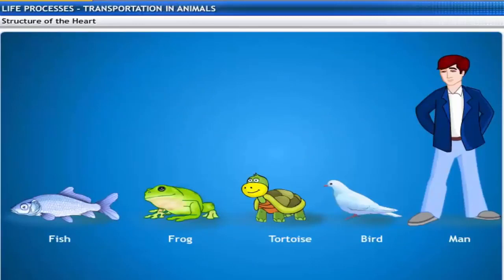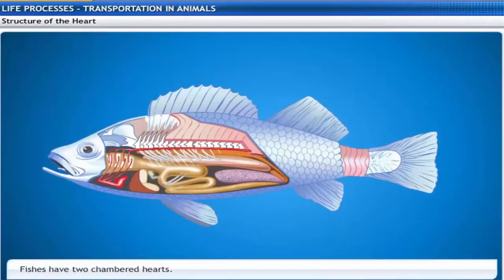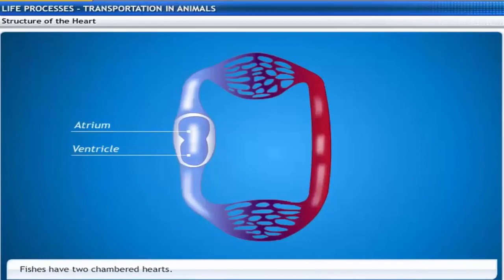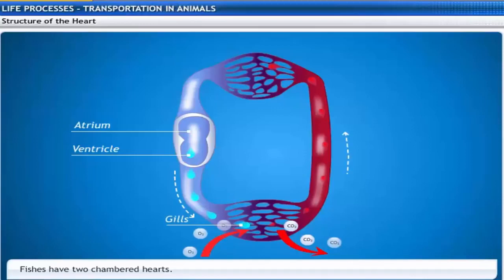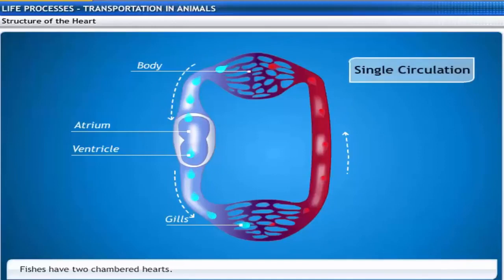The structure of the heart is not the same in all animals. Fishes have two-chambered hearts that have one ventricle and one atrium. The deoxygenated blood from the ventricle is pumped into the gills, where the exchange of oxygen and carbon dioxide takes place. The oxygenated blood then passes to the rest of the body and eventually returns to the atrium. Thus, blood circulates through the heart only once in the cycle. Therefore, this type of circulation is known as single circulation.